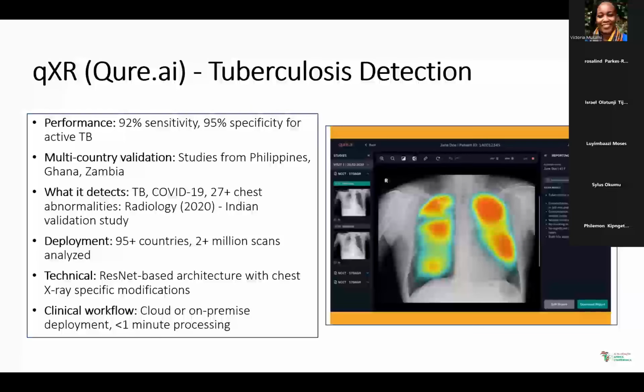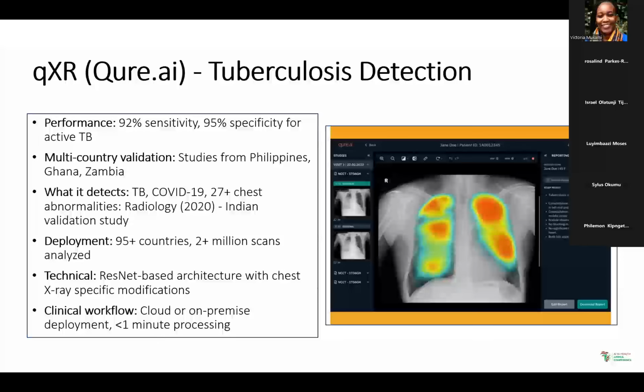So Cure AI is a really great one for low-income settings. These guys started with COVID and went on to TB. They have done studies in the Philippines, Ghana, and Zambia showing 92% sensitivity. So they are picking up 92% of the cases, only missing about 8% of the cases. And 95% specificity, so that's only 5% where it looks like it's TB and it's not.